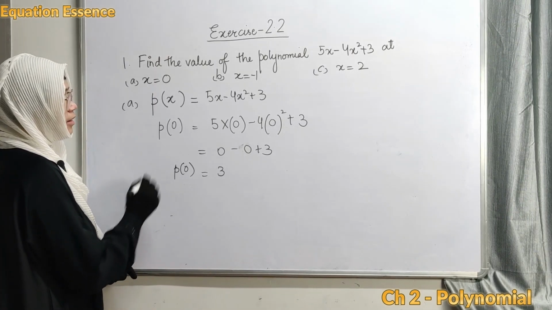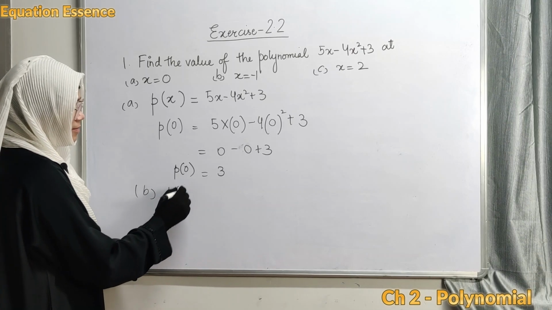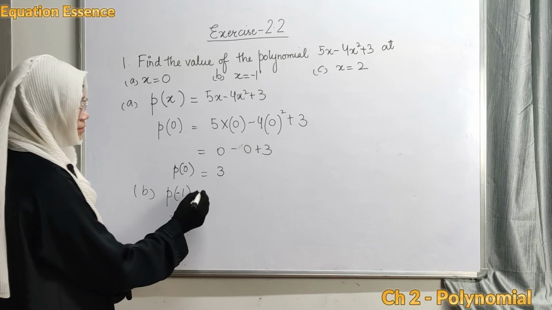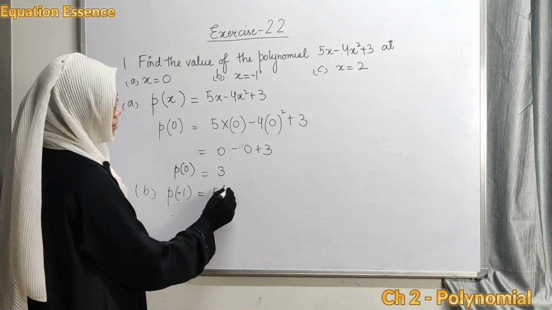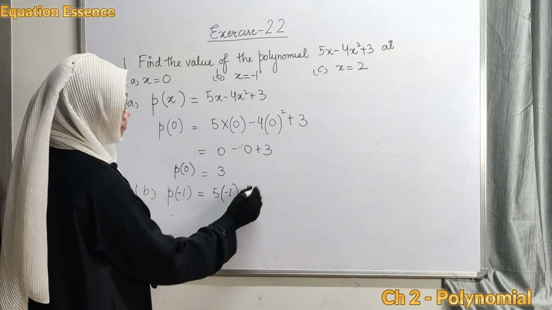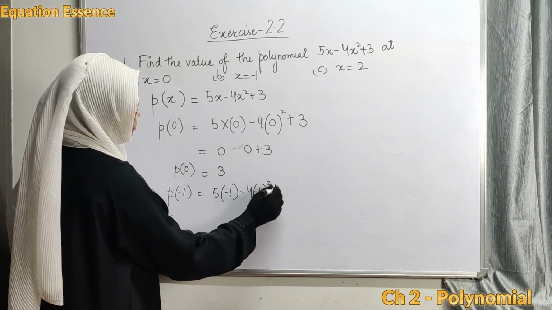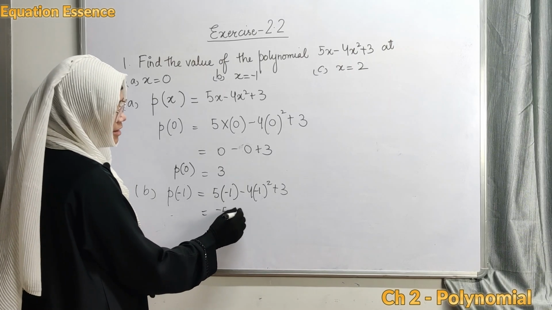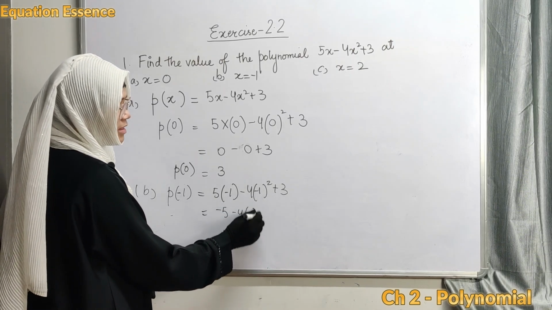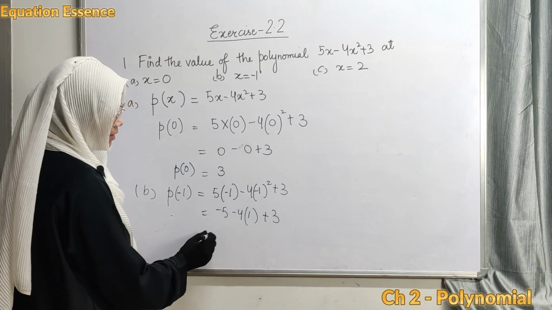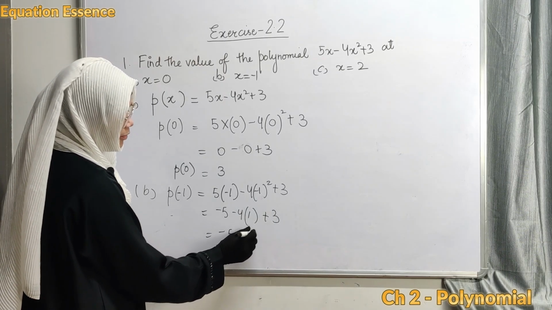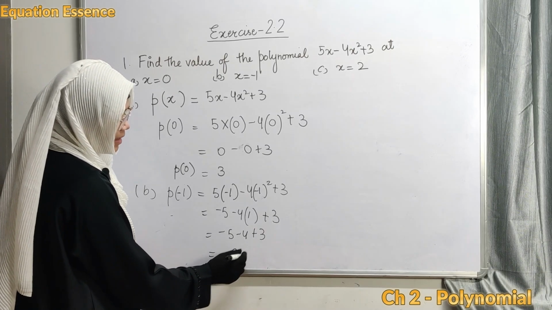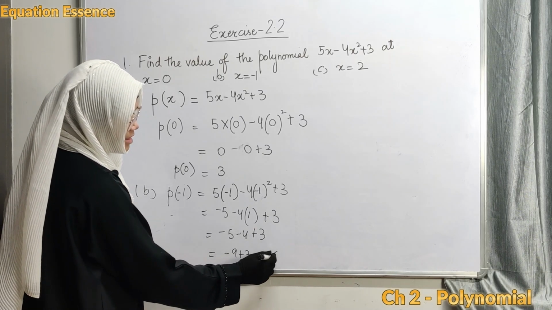Let's come to the b part. P(x) at x equals to minus 1. Five into minus 1 is minus 5, minus 4, minus 1 into minus 1 is 1, plus 3. Minus 5, minus 4, plus 3; minus minus plus, minus 9 plus 3, your answer will be minus 6.